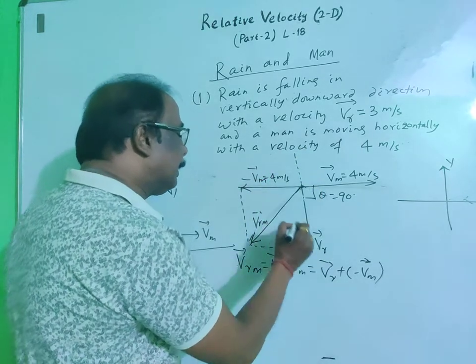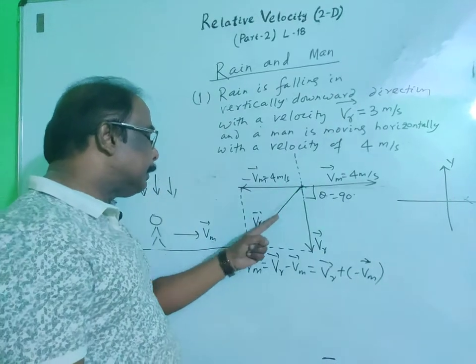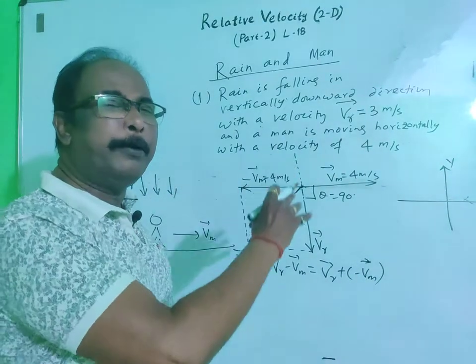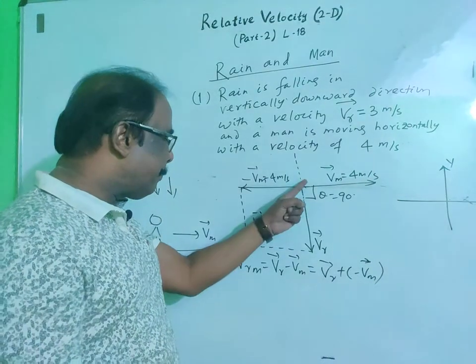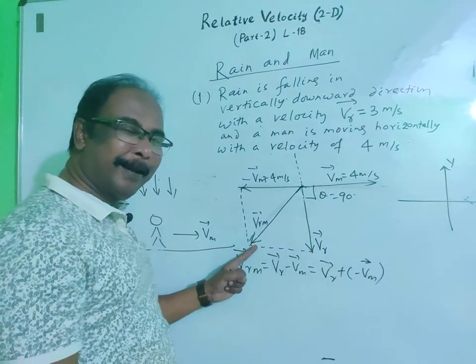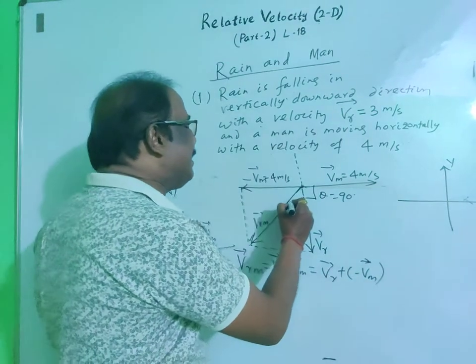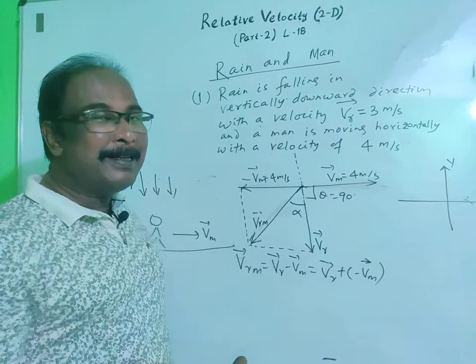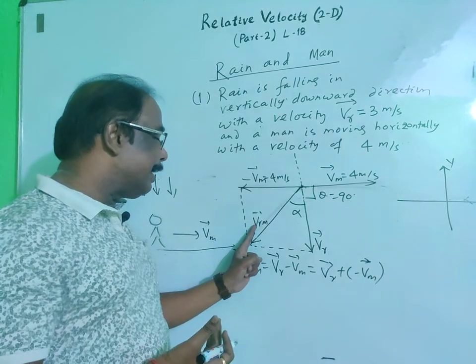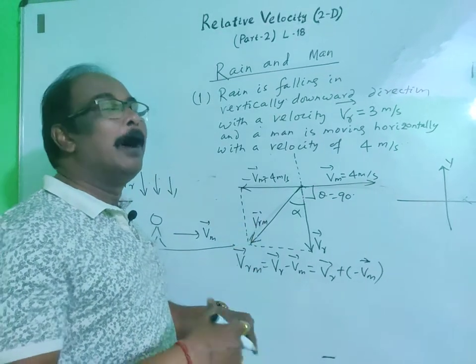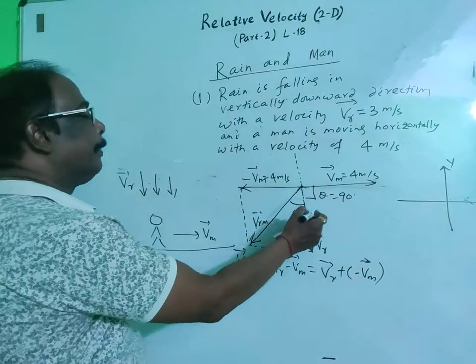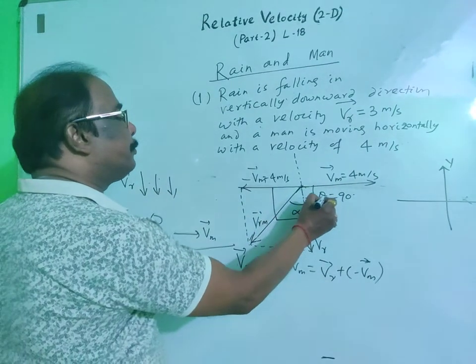Okay, this is the vertical line. Rain falls vertically downward, and this is the direction of the velocity of rain with respect to man, which means rain appears to fall in this direction, making an angle alpha with the vertical. Then our aim is to calculate the magnitude of the relative velocity and the direction of the resultant relative velocity. See, here the angle is theta.